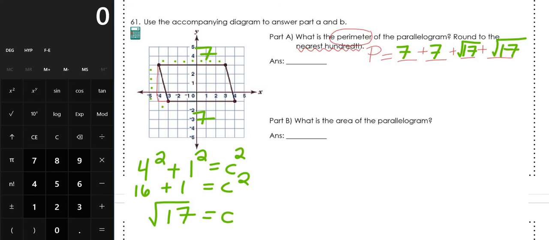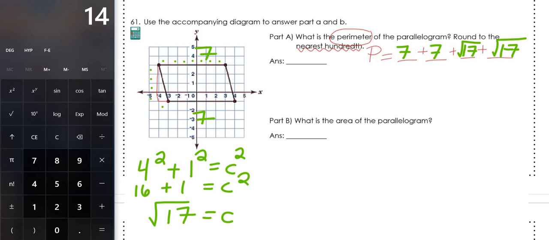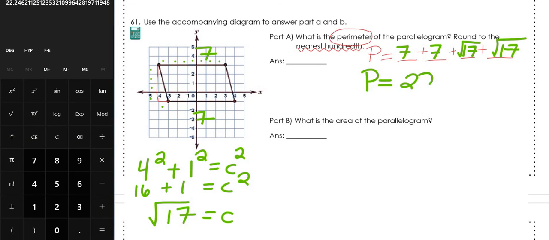So I'm going to use my calculator to add all of these up. So in the calculator, we're going to do 7 plus 7 plus square root of 17, which is about 4.1, plus square root of 17 equals. So in total, it's about 22.46 if I round to the nearest hundredth, like it's asking me to do. So that's my perimeter.